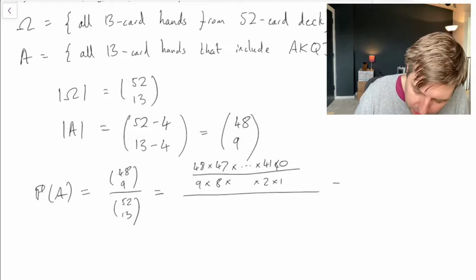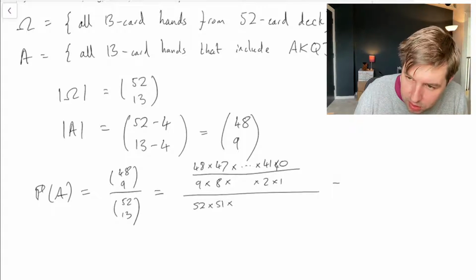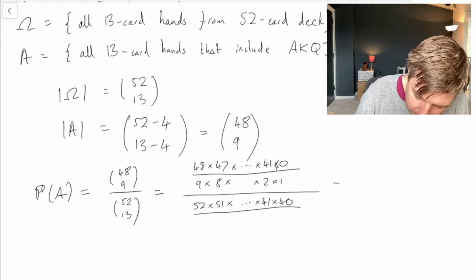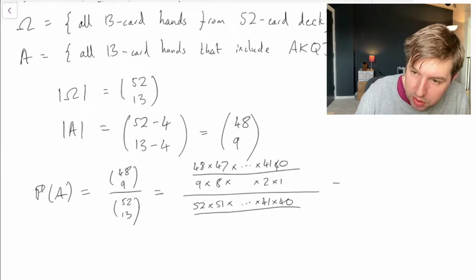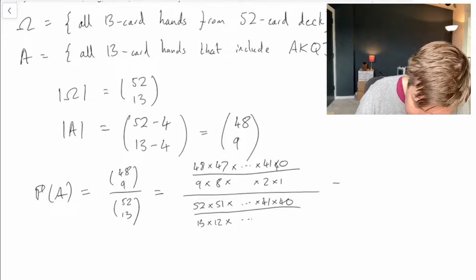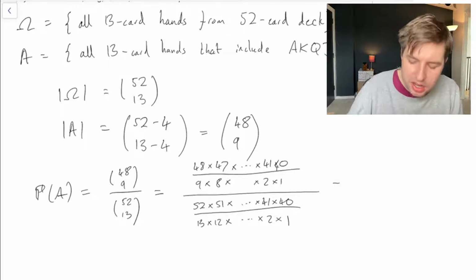And then on the bottom, we've got 52 times 51 times, and if you work it out, that also goes down to 41 times 40. And on the bottom, we've got 13 factorial, which is 13 times 12 times. And you'll see we actually get quite a lot of cancellation here.